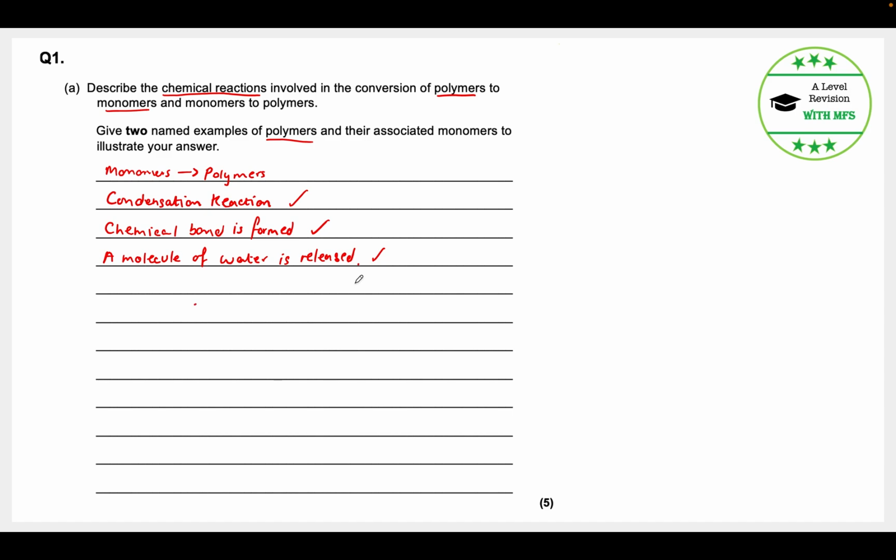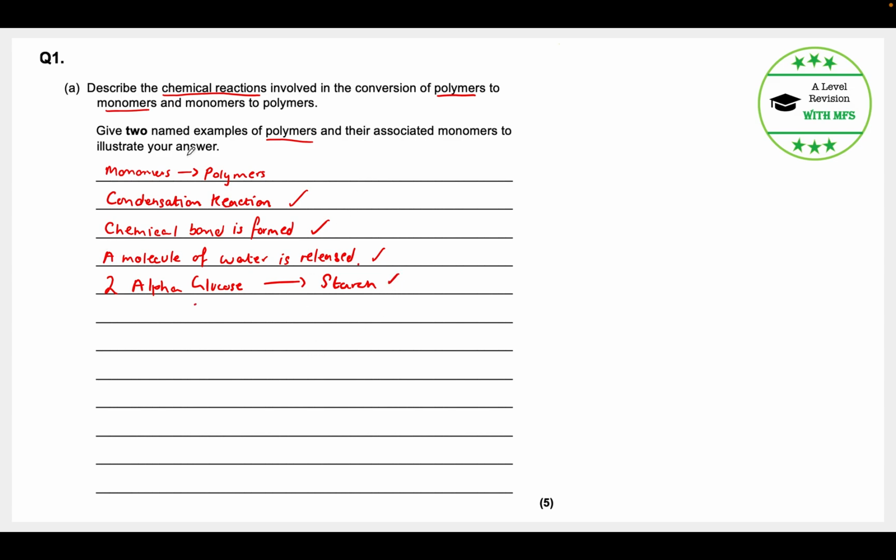Now, what's an example of that reaction? So monomers and polymers. So we've seen that examples of polymers include starch, cellulose and glycogen. If we look at starch, that's formed of two molecules of alpha glucose. So we've got 2 alpha glucose, which is used to form the polymer of starch. Okay, and we've given an example there, so that would be worth a mark as well.